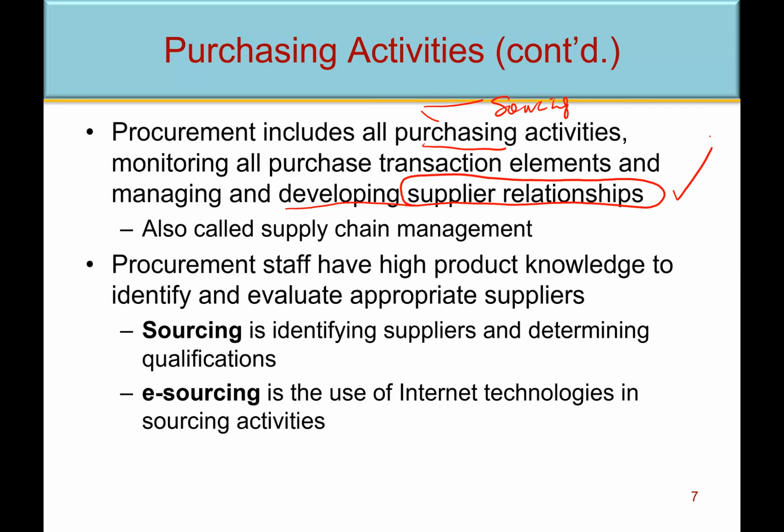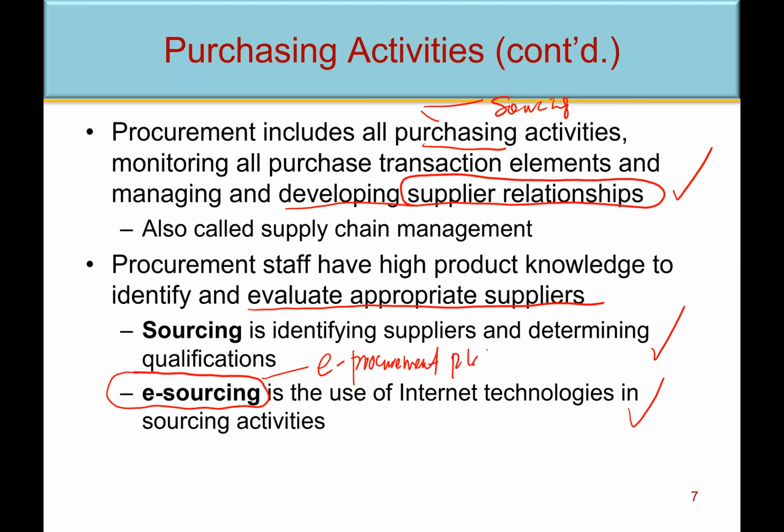Procurement staff have high product knowledge to identify and evaluate, as I just mentioned, appropriate suppliers. Sourcing is identifying suppliers and determining qualifications. E-sourcing is the use of internet technology in sourcing activity. So we shall focus on e-sourcing now, which is sometimes provided by an e-procurement platform like Alibaba. You can go to alibaba.com and source various suppliers from different industries and also different kinds of products.